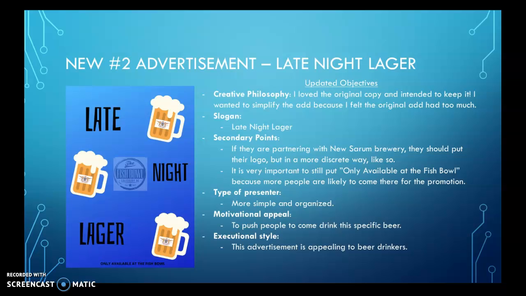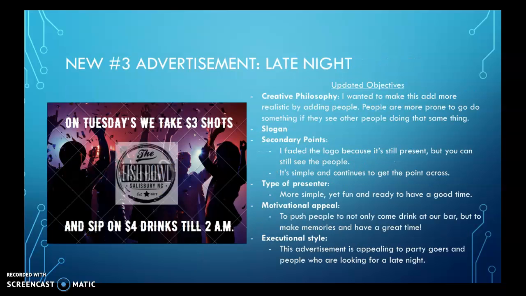Your type of presenter: it's more simple, more organized, it gets to the point. It's Fishbowl, it's lager, everything you need. Your motivational appeal is to push people to come drink this specific beer, obviously. You're going to have beer enthusiasts, people who enjoy a lager more. Your executional style: this advertisement is appealing to beer drinkers, obviously. People who don't like beer, this advertisement isn't for you, unfortunately.